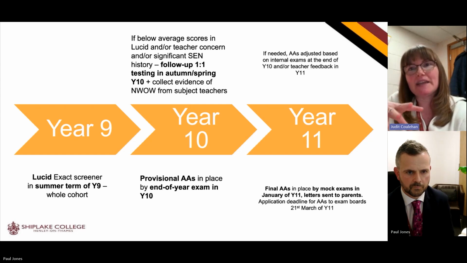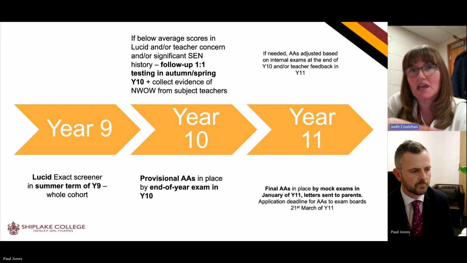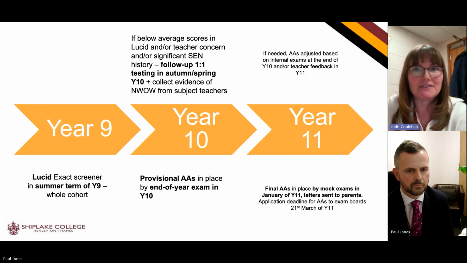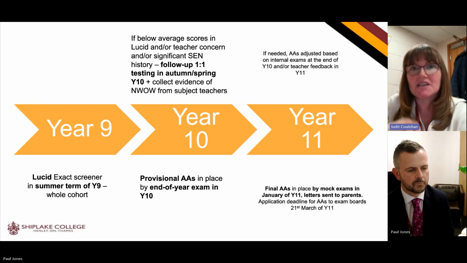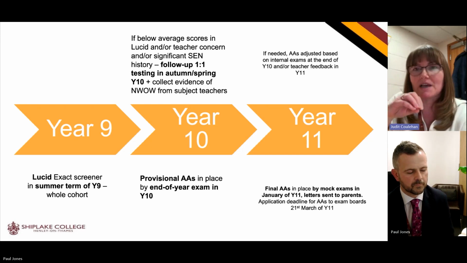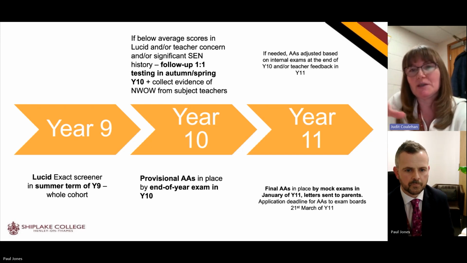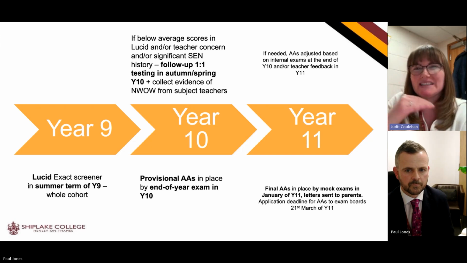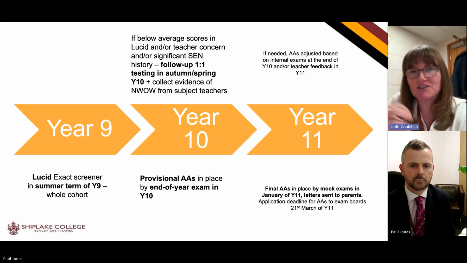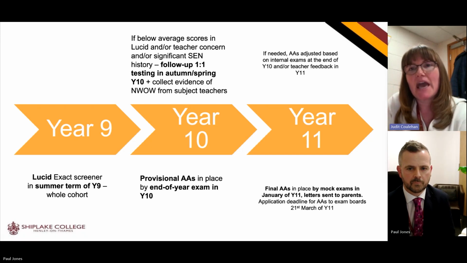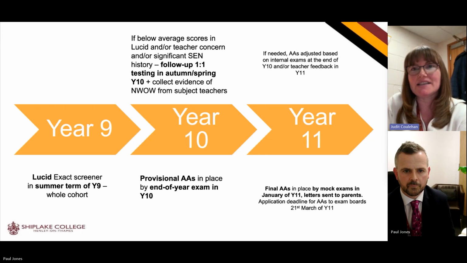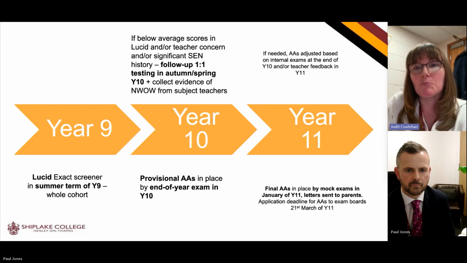So they sit the exams, and then Mrs. Bell and myself get feedback from the subject teachers, and quite often there are adjustments in the autumn term of year 11 to those provisional arrangements. Sometimes we add a bit more, or sometimes we change them because we get evidence that what we put in place is not quite the right adjustment. So there could be adjustments in year 11 in the autumn term. And we aim to finalize everything, all the access arrangements, by the mock exams in year 11. So that's typically January of year 11.